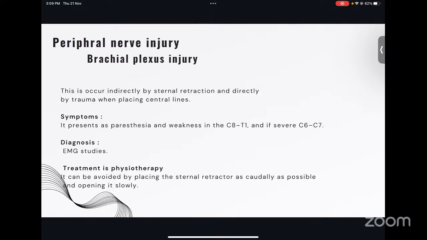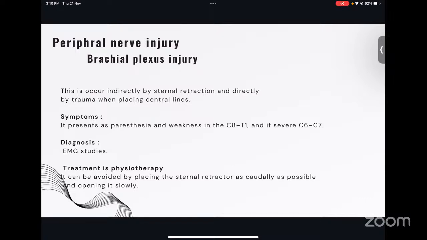Peripheral nerve injury. Starting with a brachial plexus injury, this is caused indirectly by sternal retraction and directly by trauma when placing a central line. It presents as paresthesia and weakness in the forearm and hand.